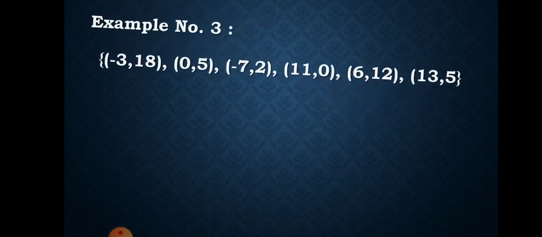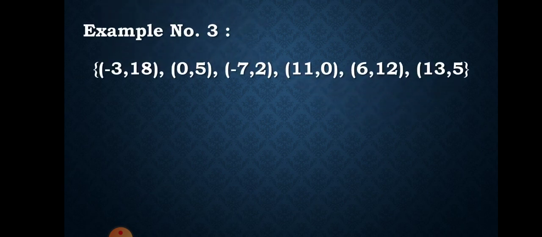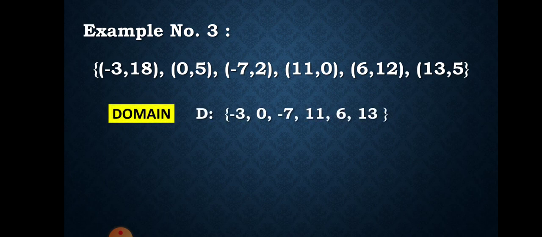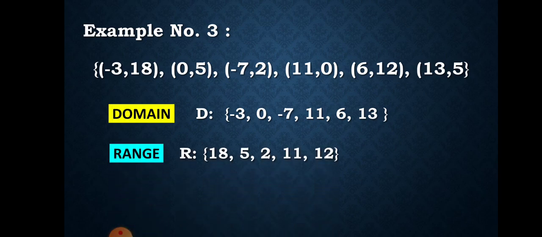Punta naman tayo sa example number 3. We do have the ordered pairs. -3 relates 18, 0 relates 5, negative 7 relates 2, 11 relates 0, 6 relates 12, 13 relates 5. Ang ating domain sa ordered pairs ay negative 3, 0, negative 7, 11, 6, and 13. While our range are 18, 5, 2, 0, and 12. Dalawa po ang makikita nating y values which is 5. Pero hindi po natin kailangan na isulat po silang dalawa. Maski isa lamang po.